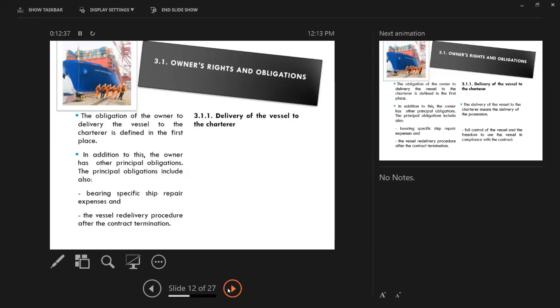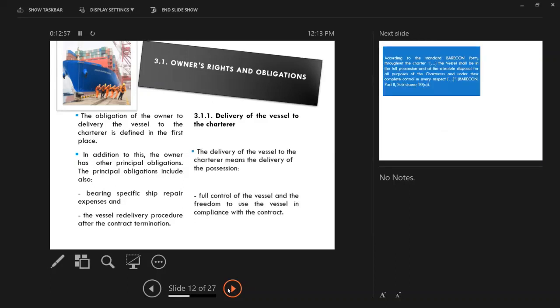In Berkon, there are so many details about this obligation of the owner. I was so impressed when I was reading this form. So everything is actually in it. According to these examples, the delivery of the vessel, of course, means the delivery of possession of that vessel. So after delivery, that vessel will be under full control, and it will be to use on the side of the charterer. So the possession actually means full control of the vessel and freedom to use that vessel, always in compliance with the contract.